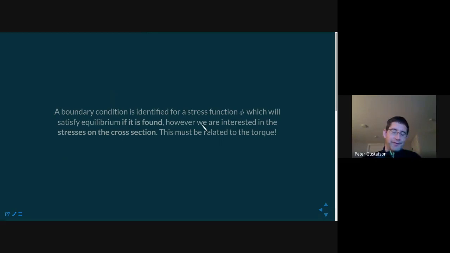Of course, it doesn't really do us a lot of good unless we actually know what phi is, because ultimately what we want to know is what are the stresses. We don't want to know what phi is. We want to know what the stresses are. Okay, so we still have a little bit of work to do to get those stresses out of our theory. I will make note of the fact that this obviously is going to be related to the applied torque, and you'll see that here in a few minutes.